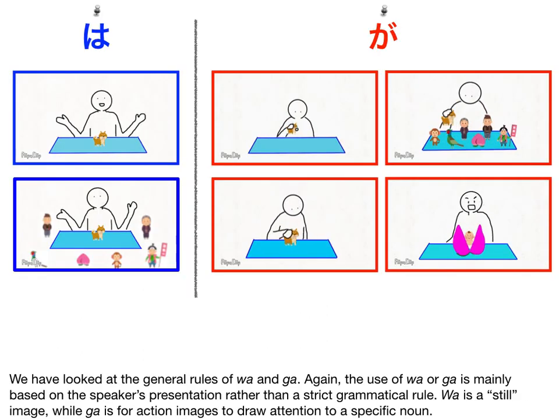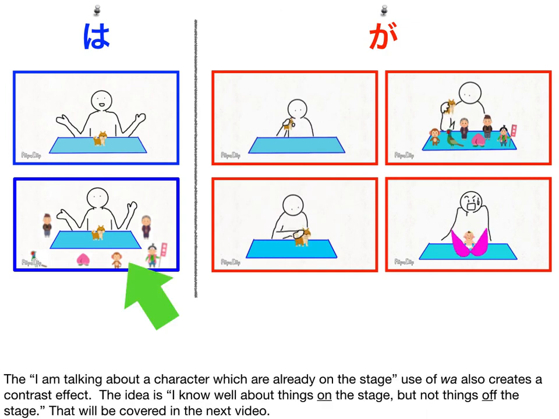We have looked at the general rule of wa and ga. Again, the use of wa and ga is mainly based on the speaker's presentation rather than a strict grammatical rule. Wa is a still image, while ga is an action video to draw attention to the specific noun. When I am talking about a character already on the stage, the use of wa also creates a contrast effect. The idea is I know well about things on the stage, but not things off the stage. This will be covered in the next video.